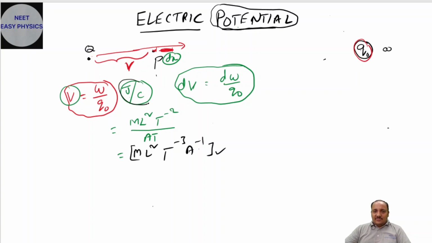So this joule per coulomb is generally written as volts. That volt symbol we are going to represent as V. Okay, this is about the definition of the potential.